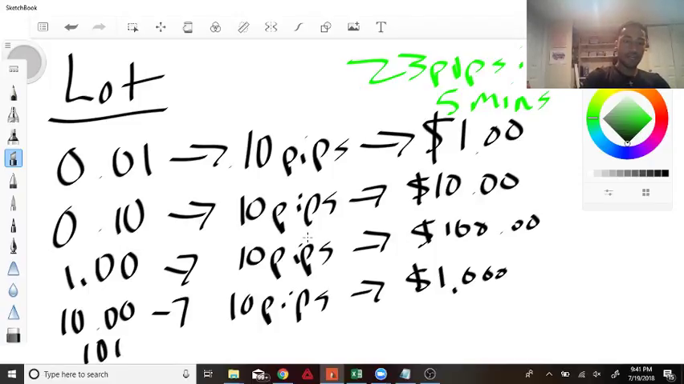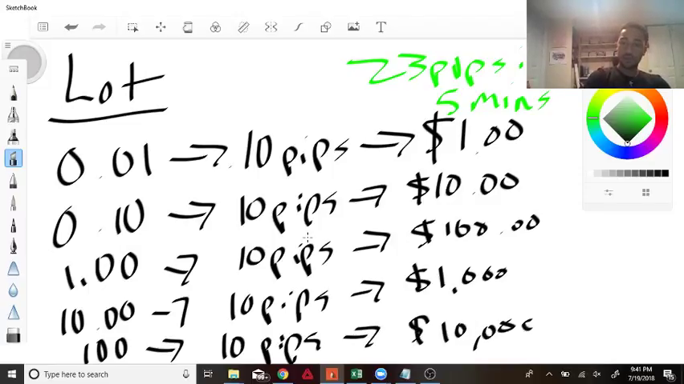And then 100 lot, you need $100,000 in your account to get into this lot size. Okay, very, very good. So really think about it.